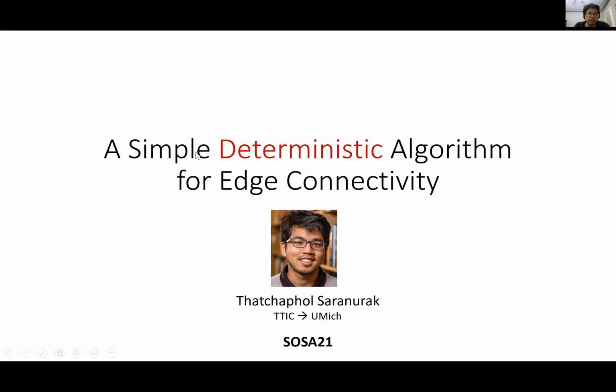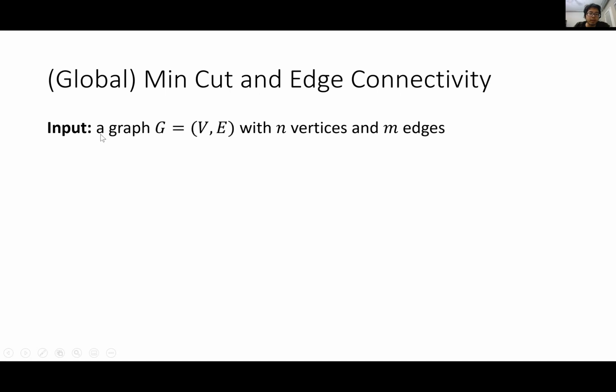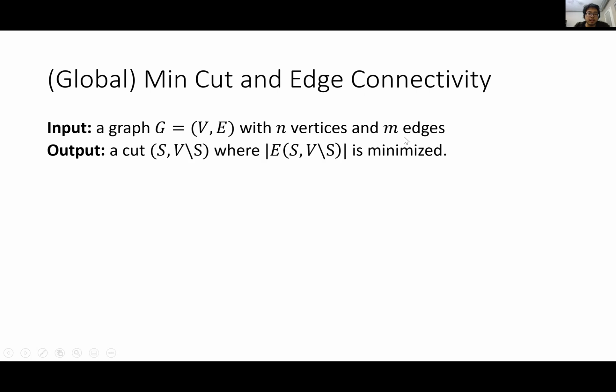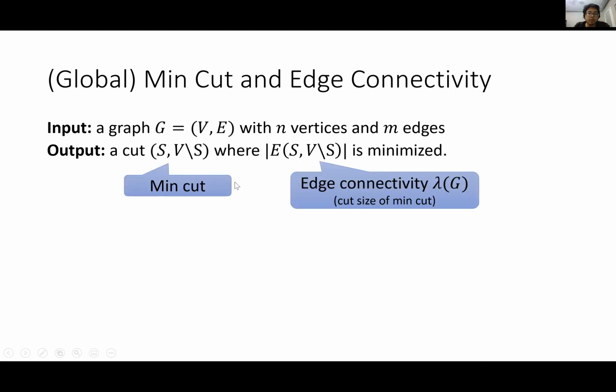This paper is about a simple deterministic algorithm for computing edge connectivity. So in this classical problem, you are given a graph G with n vertices and m edges. And what you want to compute is a cut S such that the number of edges crossing the cut is minimized. You call this cut a min cut, and the cut size of the min cut edge connectivity. We denote it by lambda of G.